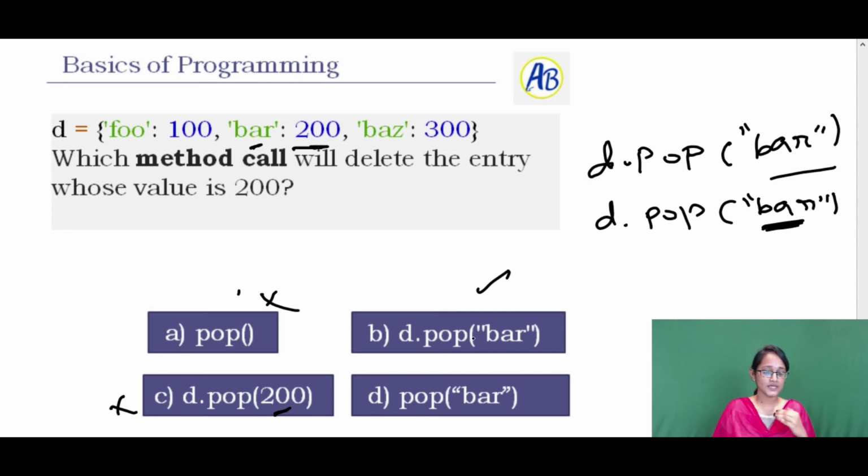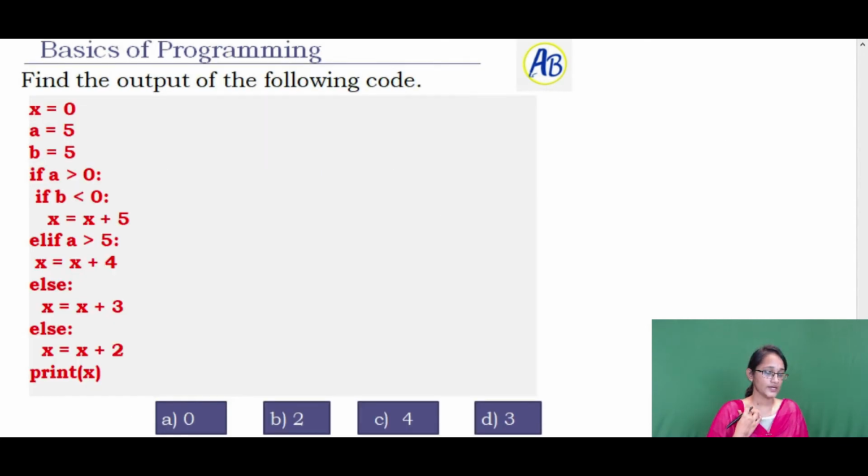Okay, so B is the correct option here. Next you can see we have to find the output of the following code. I assign x is equal to 0, a equal to 5 and b equal to 5, and I have to check the condition. If a is greater than 0 and b is greater than 0, this condition will execute here. My a is 5, which is greater than 0, so this condition is satisfied.